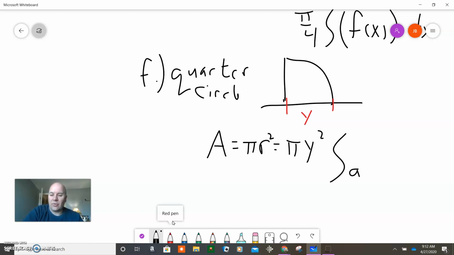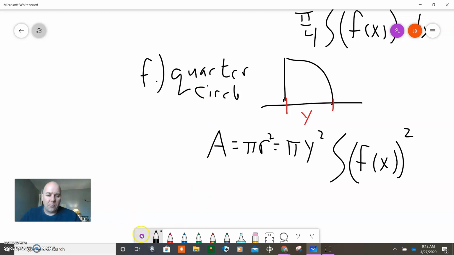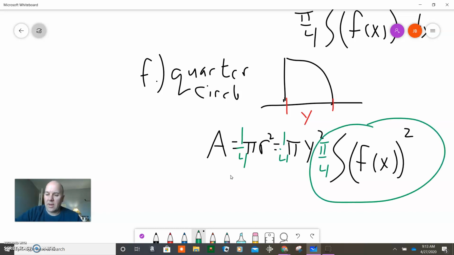So the integral, oops, I don't want to put the a to b. I think you know that. F of x squared. Oh, I forgot to do this as well. Let me go back and state something here. We're only doing a quarter of a circle on this one, so since it's a quarter of a circle, I need to have 1/4 pi r squared, so it'll be a 1/4 in the front. So this would be pi over 4 as my integral.